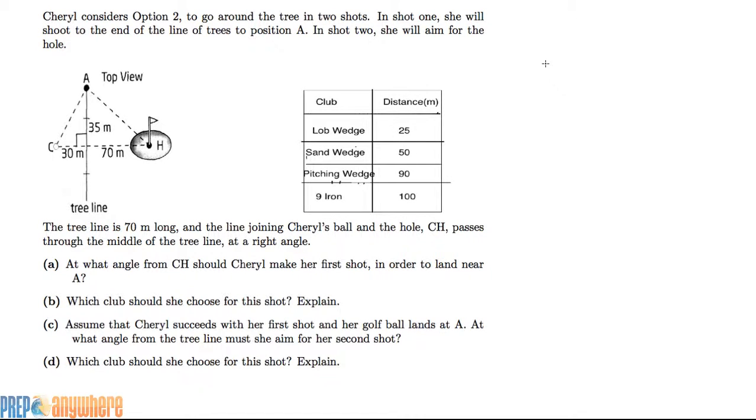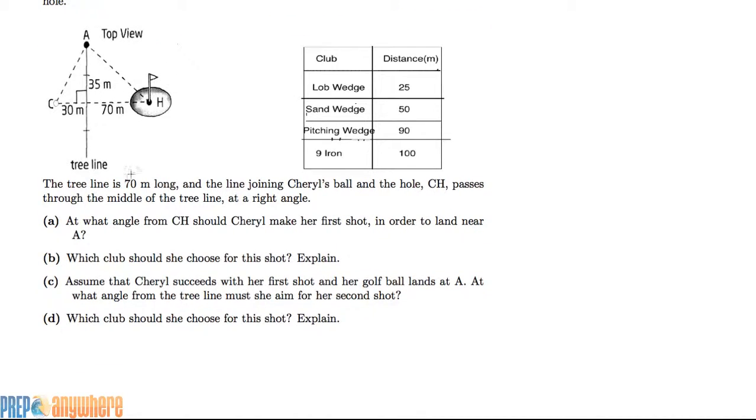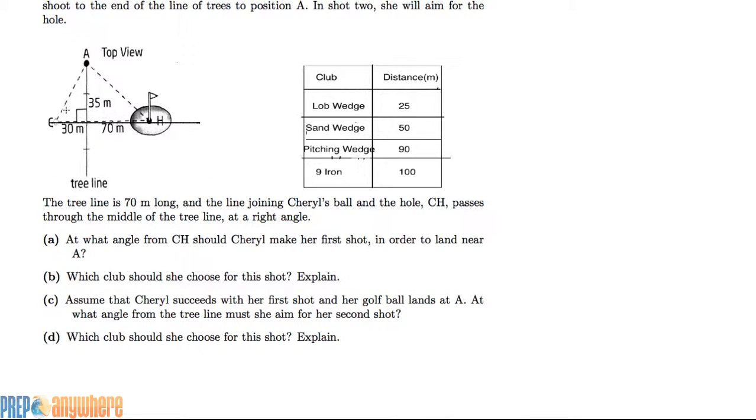So Cheryl considers an option where she hits the ball to A, and then from there, trying to hit it into here. Okay. So what's the first question? It's saying at what angle from CH, so from this line, should she hit it so that it lands near A? Okay, so we're looking for this angle here. Okay, let's call that angle C.